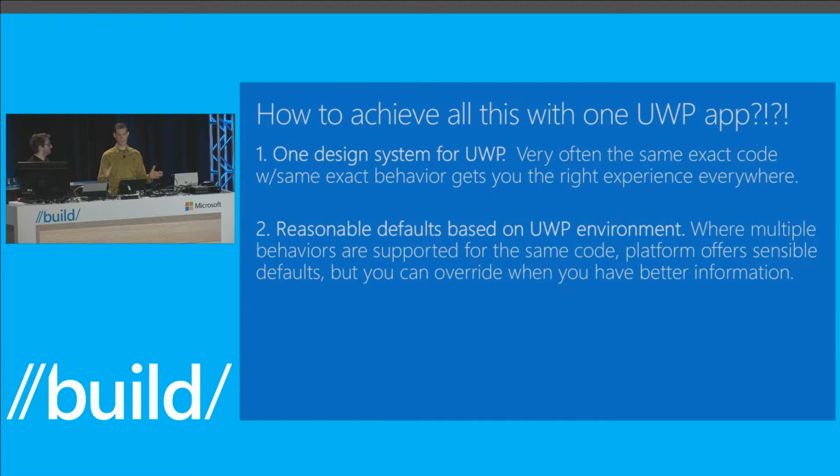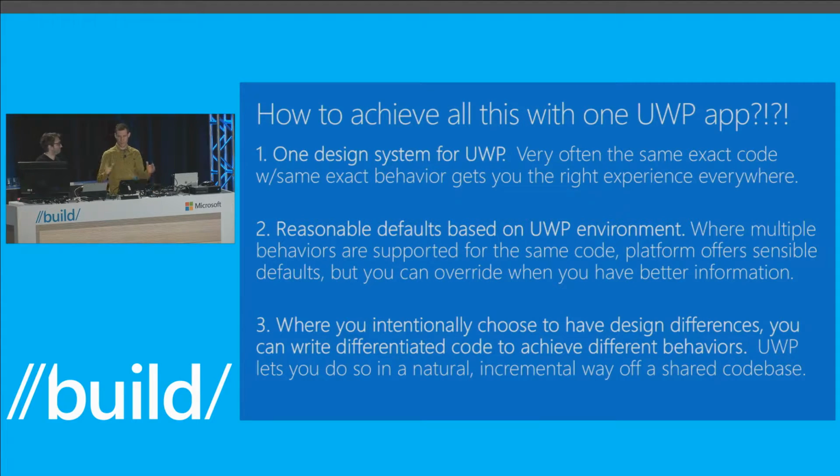We provide reasonable defaults for a bunch of different settings. We talked about the theme. We talked about sound is enabled by default on an Xbox. The scale factor, how big things are, is tuned differently with different defaults on an Xbox so that they're all reasonable out of the box and things just work. And where you choose to have intentional design differences, you can do that with a minimum amount of code. You can have an if statement and make the changes you need to make for the intentional design differences that you have.